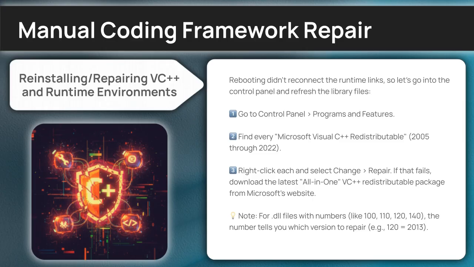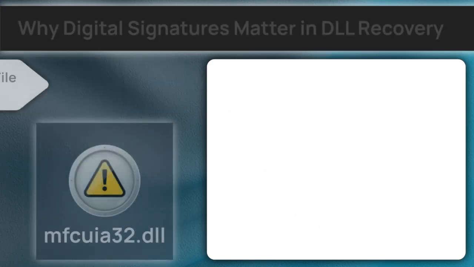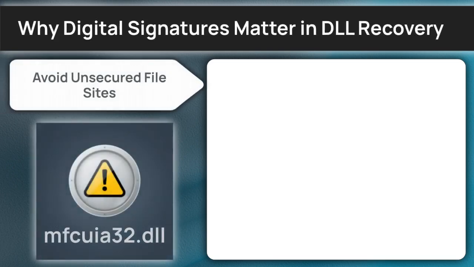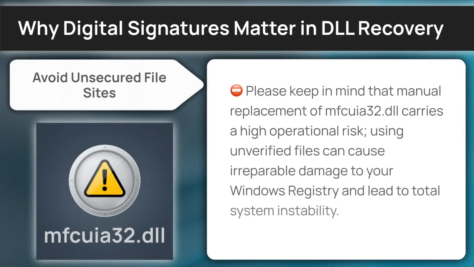Please note that for DLL files with numbers, the number tells you which version to repair. For example, 120 equals 2013. To prevent any secondary issues, I recommend a cautious approach to downloading individual system files. The versions of MFC-UIA32.dll found on generic download sites are often compiled for legacy hardware, which can lead to excessive CPU cycles or kernel-level crashes on modern systems.